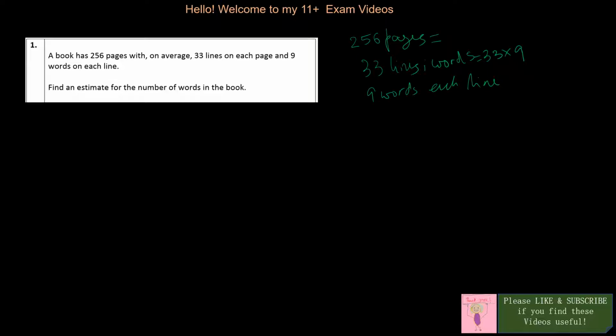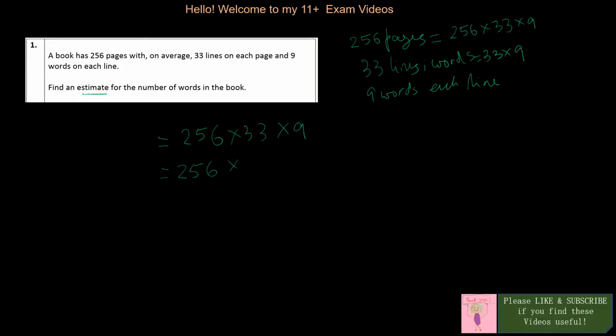So that is 256 times 33 times 9. Okay, so the final multiplication we need to do to find the number of words in the book is 256 times 33 times 9. Now they have asked for an estimate, so we don't need to work that hard, but we will do a little bit of hard work. 256 times 33 times 9 we can do easily.